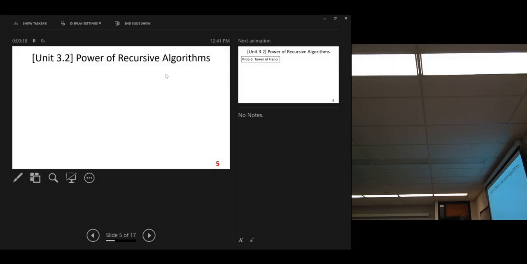Power of recursive algorithms. Actually, this example I think you learned already from CS3250. I remember when I taught that class, I did this example. So let's look at it again. Mainly, first, think about how hard it is if you do not use a recursive algorithm. I don't think I can do it without using a recursive algorithm. That's why we see the power of recursive algorithms.